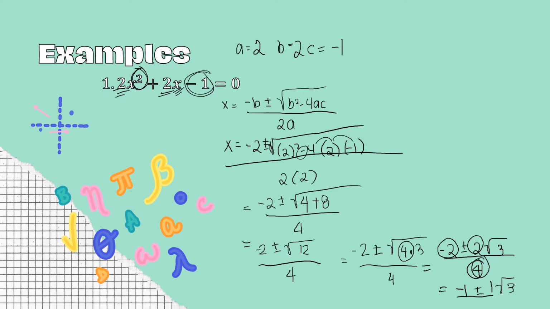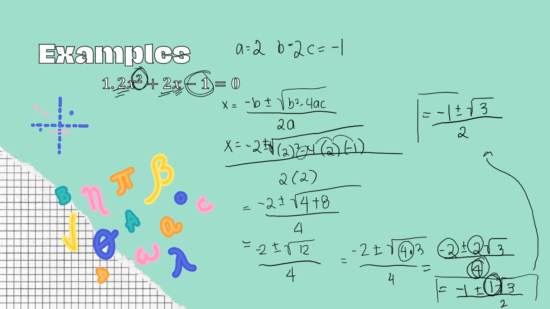So just copy the square root, and then 4 will now become 2. So the answer would be negative 1 plus minus 1 square root of 3 over 2. Or you could also write it as negative 1 plus minus square root of 3 over 2. So it's okay not to put 1 here because it is understood. So this is your final answer.